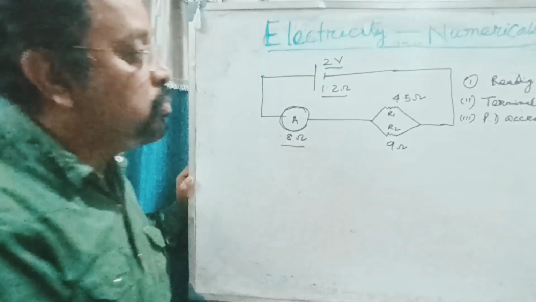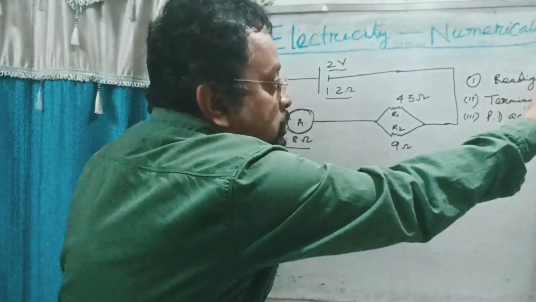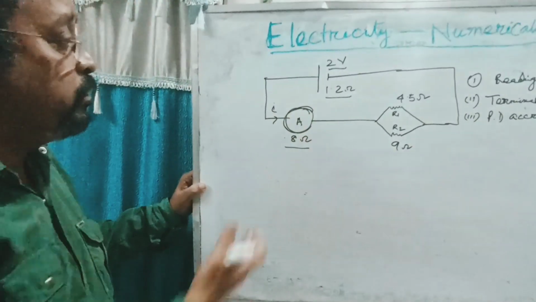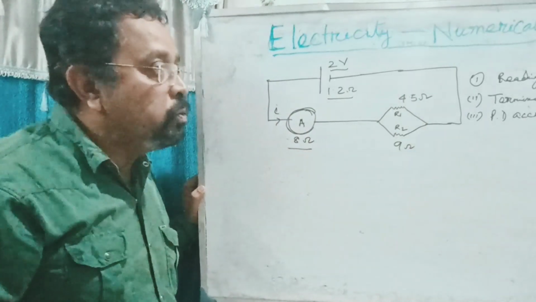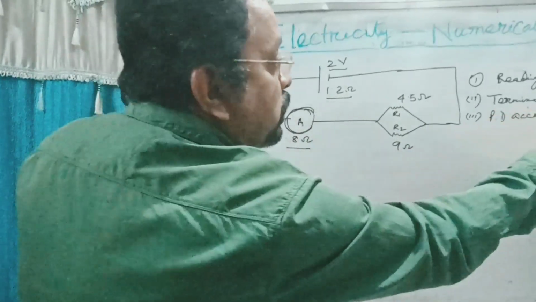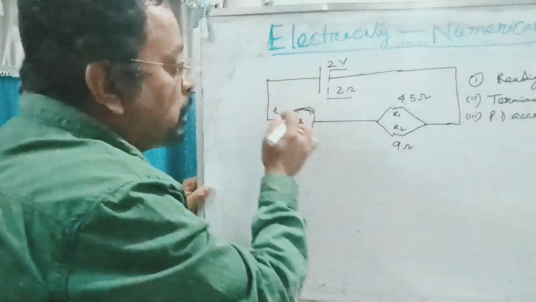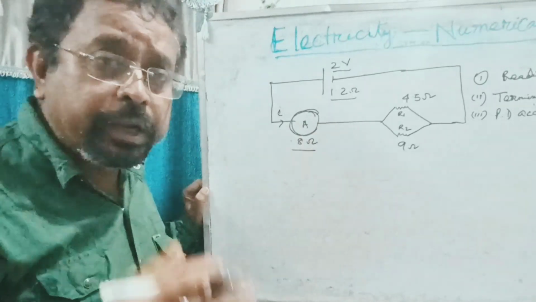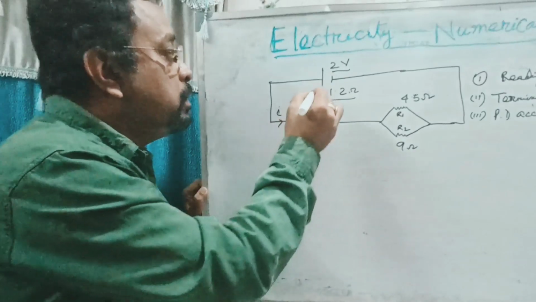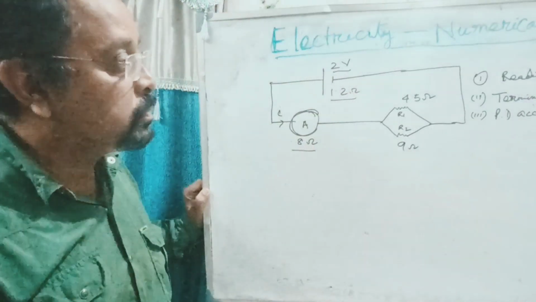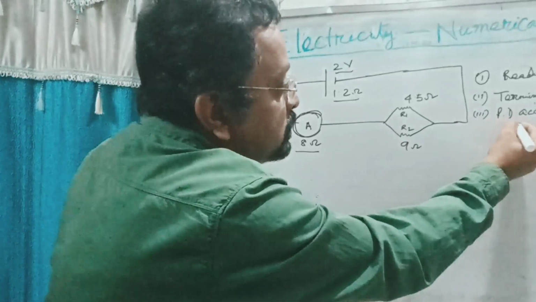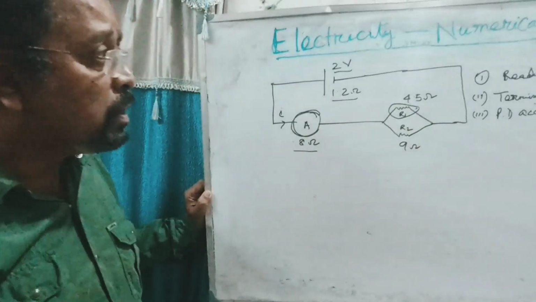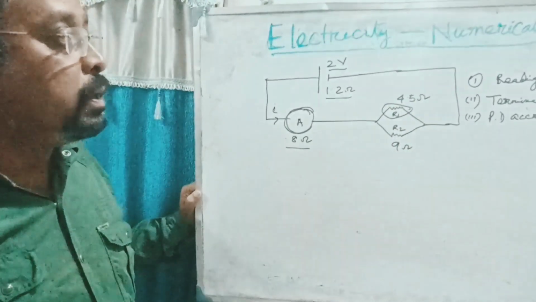So we have to find what is the reading in A. What is the reading in A? That means what is the value of I? We have to find the value of I through this system. Then number 2, we have to find the terminal voltage. That means the potential across the external circuit. Terminal voltage means potential across the external circuit, and potential drop means the potential in the internal resistance. And then the potential difference across the 4.5 ohm, this one. So first we will find the ammeter reading.